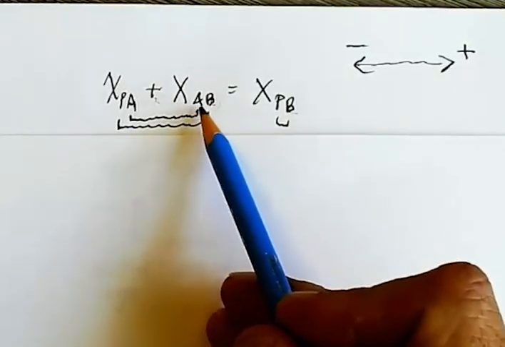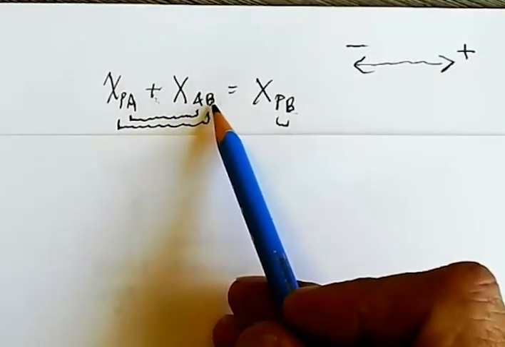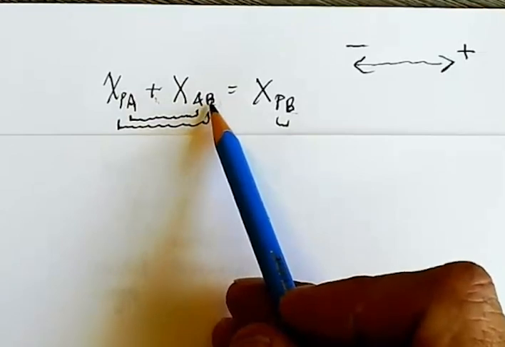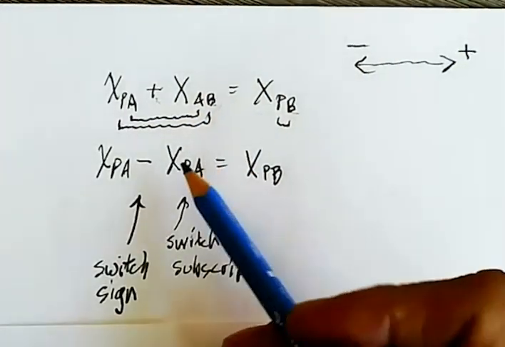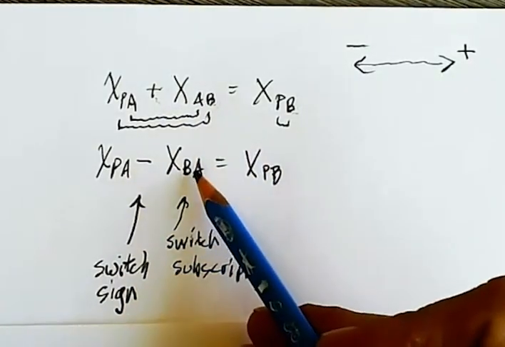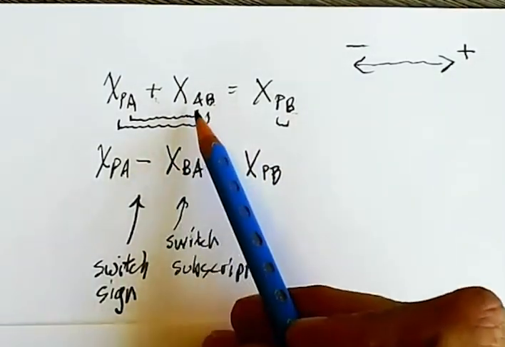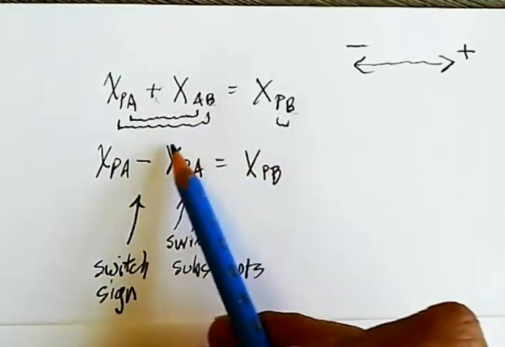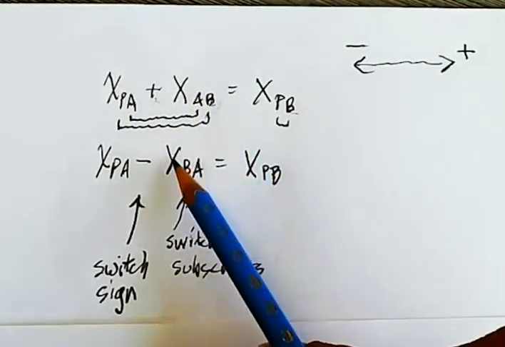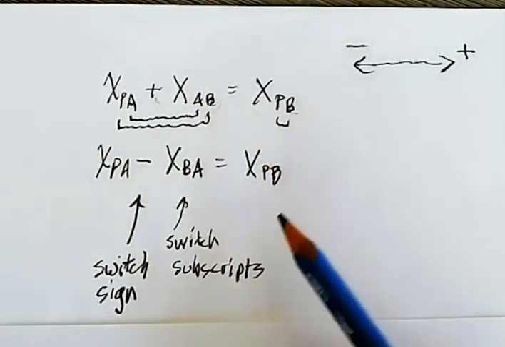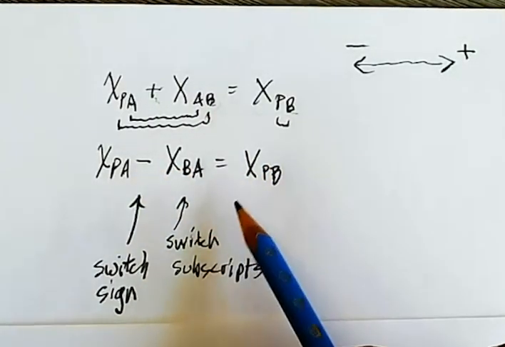If I want to switch x, a with respect to b, if I want to change that to b with respect to a, all I have to do is change the sign on that term and I can switch the subscripts. And so I know this second equation now is a valid equation. I can switch the subscripts and change the sign and everything is great.